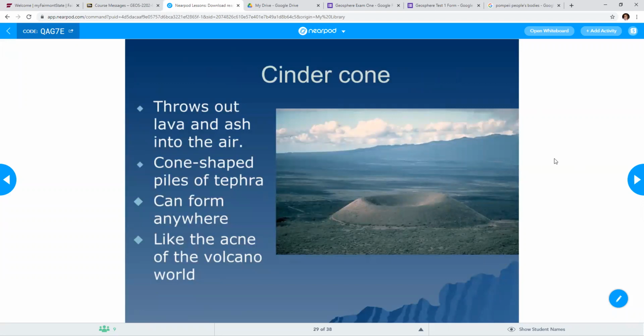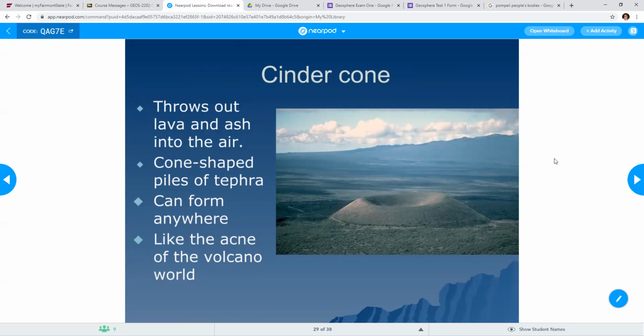Cinder cone. Cinder cones can pop up anywhere. Absolutely anywhere. They are like the acne of the volcano world. One of the most famous cinder cones, and this just cracks me up, is Paricutin. Back in the 1940s, a Mexican farmer in Paricutin goes out one day. There's a 5-story volcano in his field. Can you imagine? You go to bed, you get up the next morning, there it is.